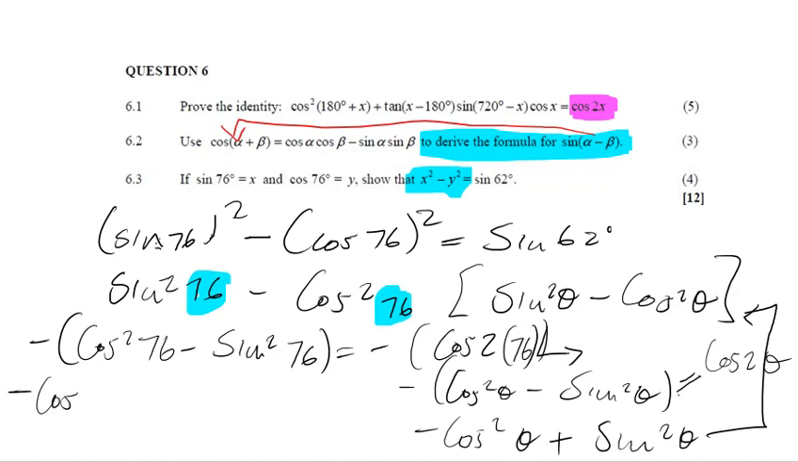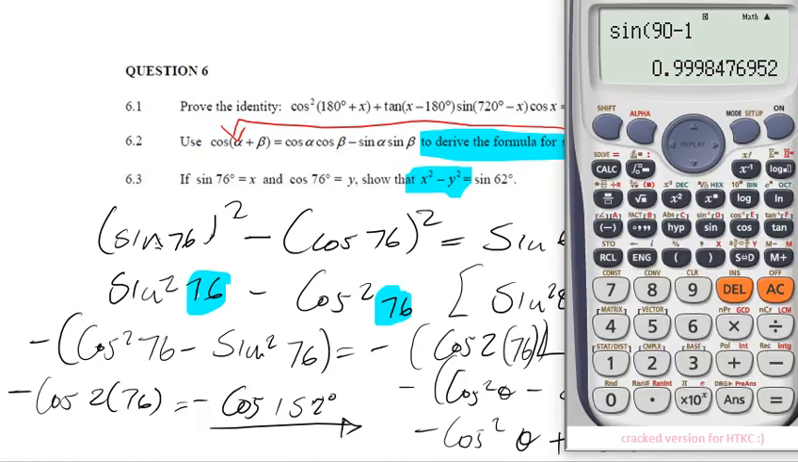So you've got minus cos 2 into 76, which is equal to minus cos 152 degrees. We are not done yet. How can we reduce 152? 152 is less than 180. We want to make it like sine 62. So how can we get sine 62? If we say 152 minus 62, what do you get? You get 90. This simply tells you that the angle that you can use there is 90.